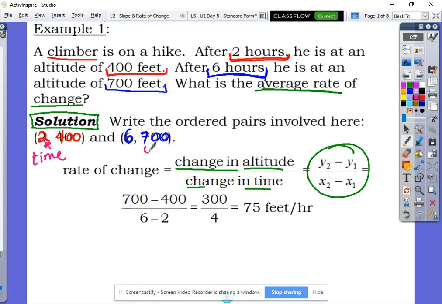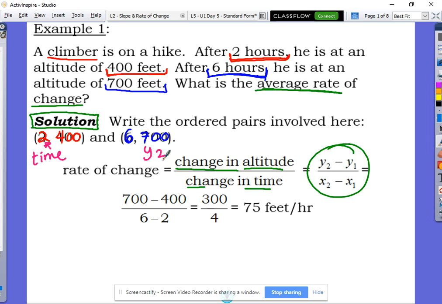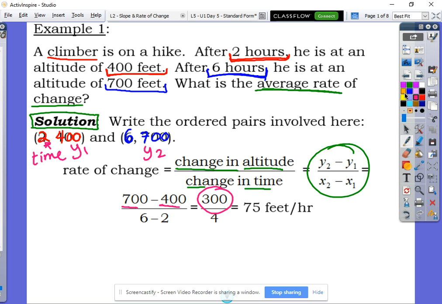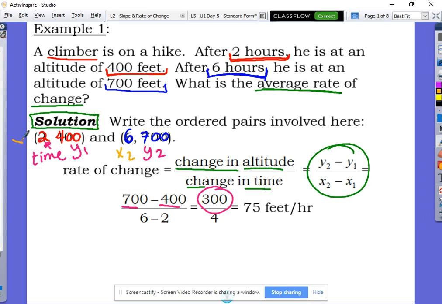So notice they took y2 right here minus their y1. So that's 700 minus the 400. That gives us 300. Then we took x2, so in this case, we'll call this one x2 minus x1. That's your 2 right there. So 6 minus 2. That leaves us with 4. If we divide 300 by 4, we're left with 75 feet per hour. And that's our rate of change.